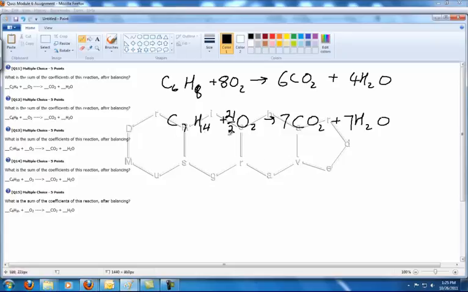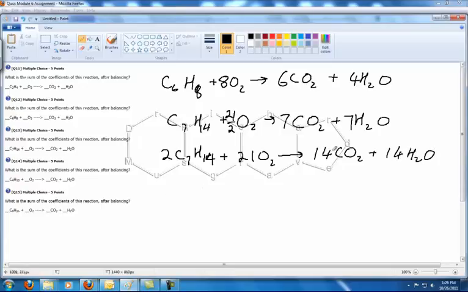The last step I have to do here is to make sure all of these are whole numbers, and the way I'll do that is to multiply everything here by 2. So that's going to make it 2 C4H10 plus 21 O2, and that's going to be 14 CO2 plus 14 H2O.